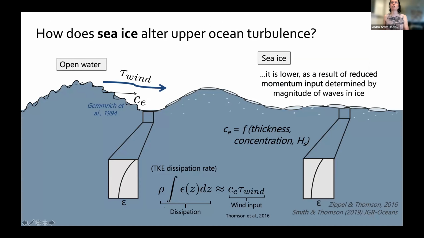Building on that, we found that new ice covers also reduce the C sub E in a similar way as a function of the ice thickness and concentration in addition to the wave height. So overall, the momentum input is reduced in ice by an amount that is a function of the ice conditions and related to the changes in wave size and roughness.